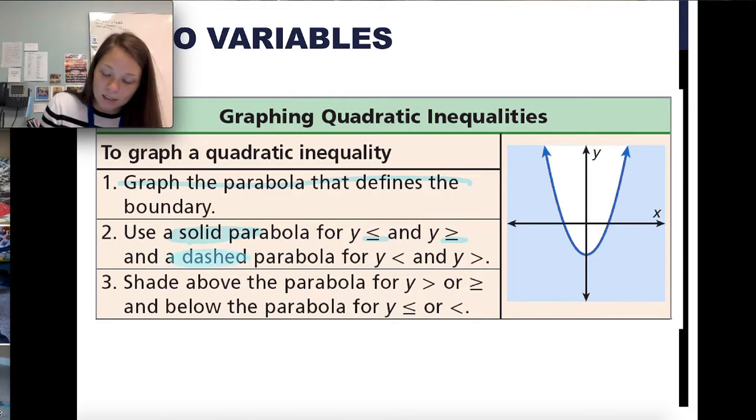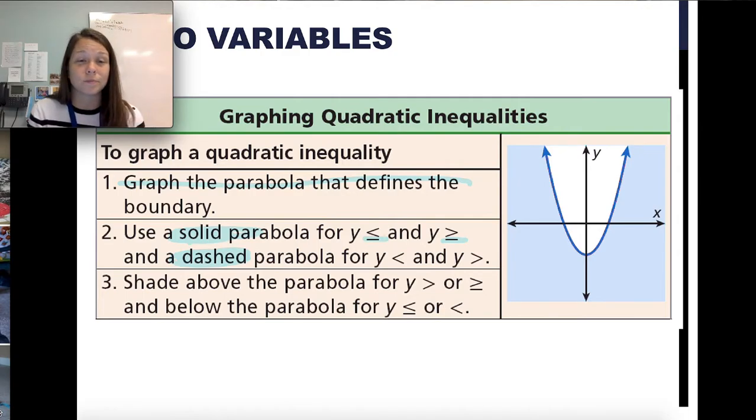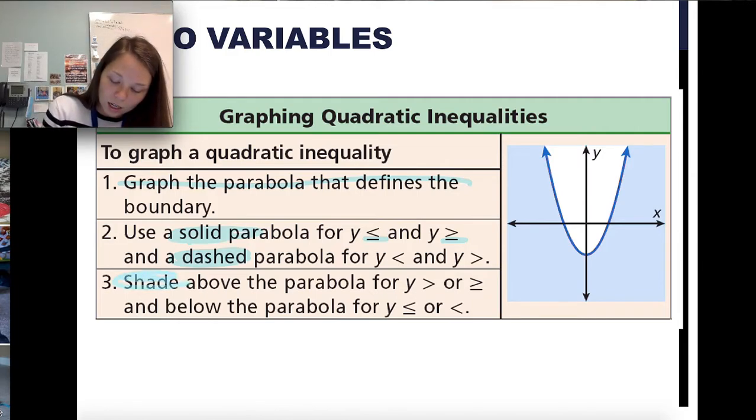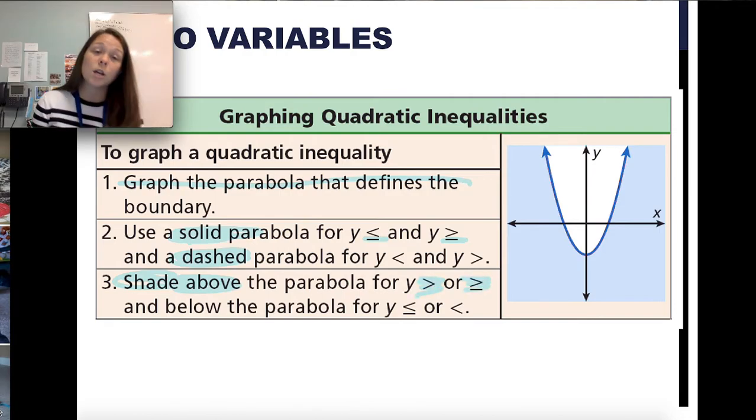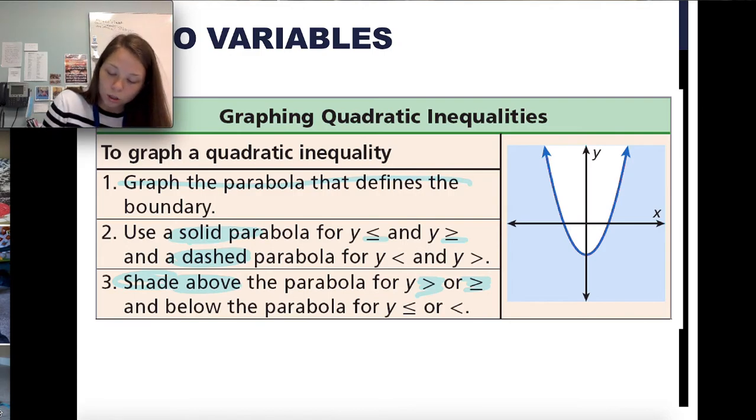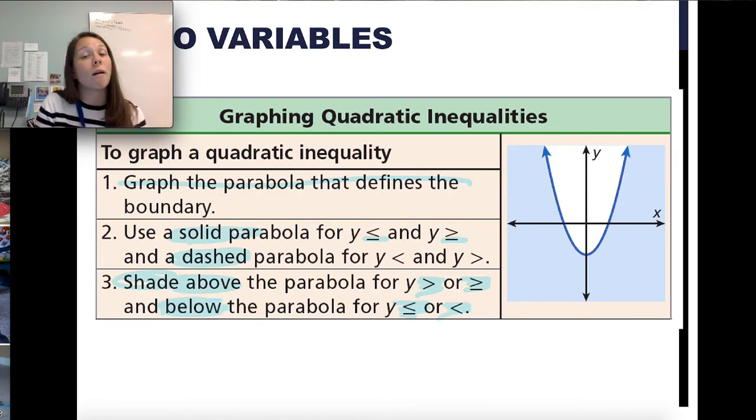If it doesn't, then you'll use a dashed line. The solid line to say that we could be satisfied on the parabola, a dashed line to say we'll get infinitely close to that parabola but not actually be on it. Then you'll do some shading, and you'll shade above if your inequality sign says greater than. So you'll shade to the region where the y values are larger, or you'll shade below for any y values that are smaller when you have the less than sign. So let's put this to practice.